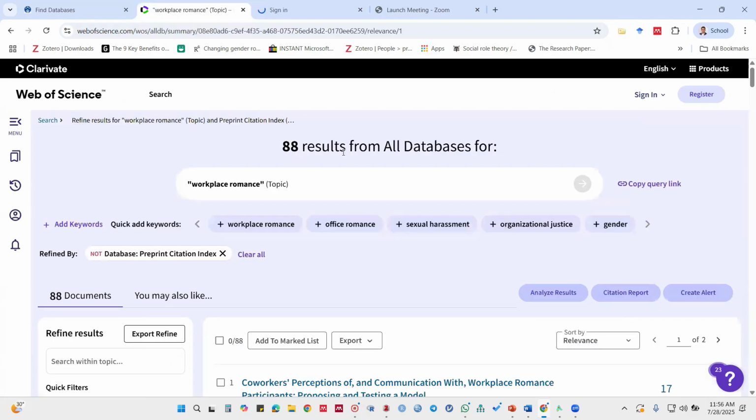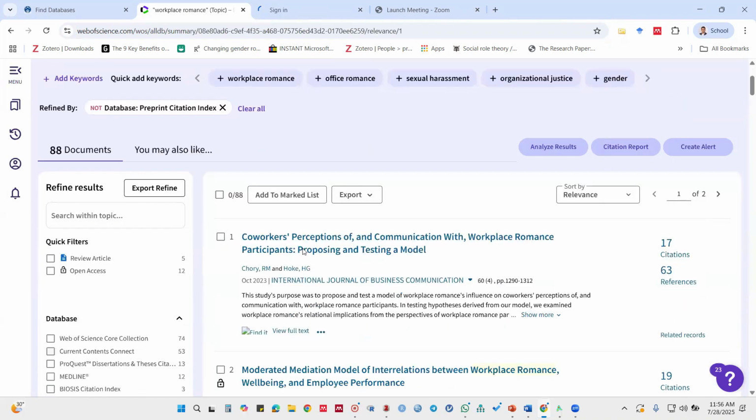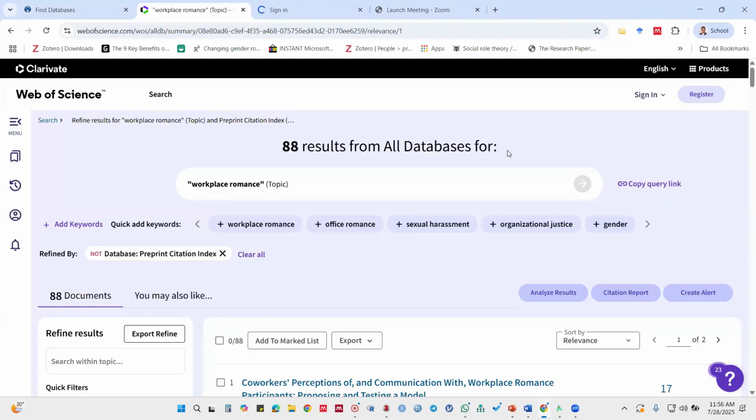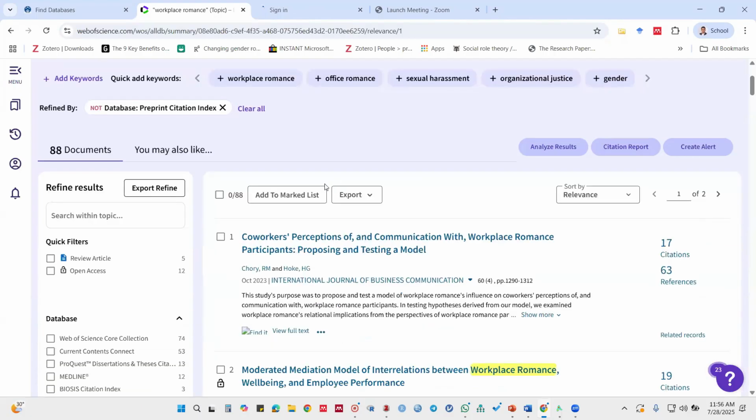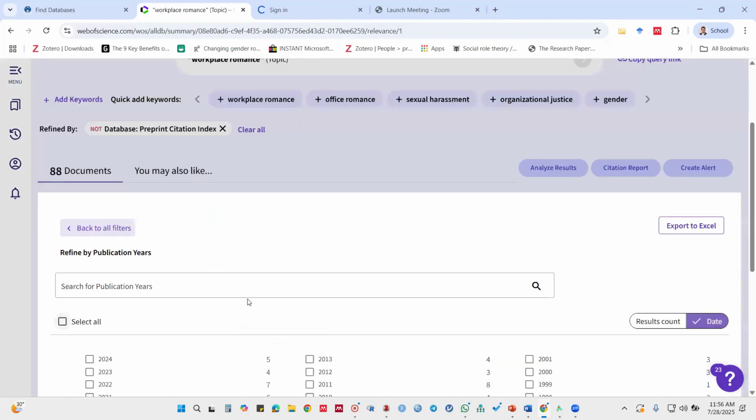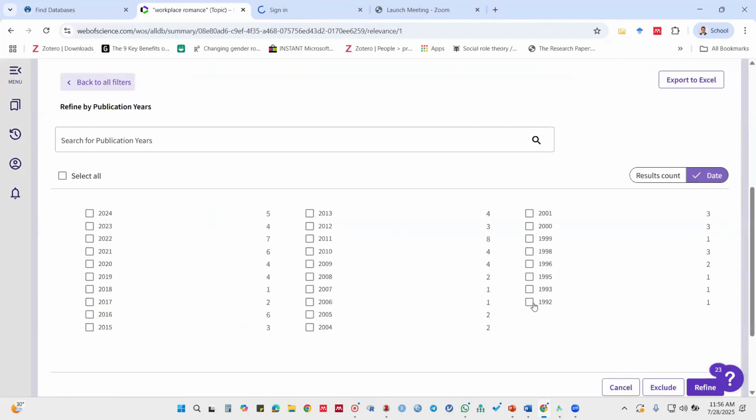Right, so we have 88 articles and we must have inclusion and exclusion criteria, right? So suppose all these articles are highly relevant. You need to review each article one by one because you must have a time frame. So you need to determine which time duration you are taking. In this database you have articles from 1992 up to 2024. This is the number of articles published for each year. In 2024, we have five articles already published.